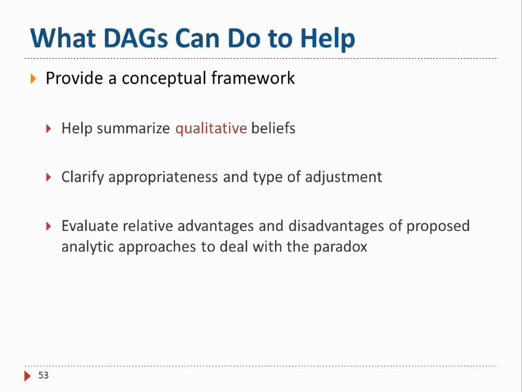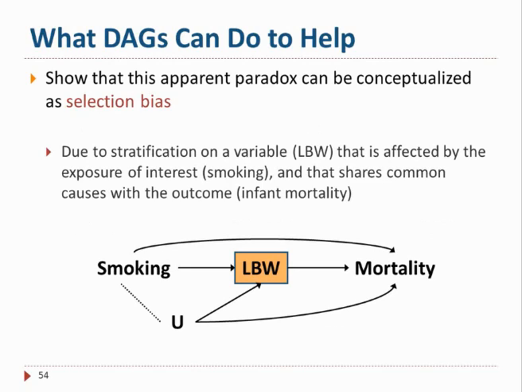And so DAGs here really help provide a conceptual framework which helps summarize our qualitative beliefs about what we think is going on. And they clarify the appropriateness and the type of adjustment that we should be using. And they help us evaluate the relative disadvantages and advantages of the proposed analytical approaches to deal with the paradox.